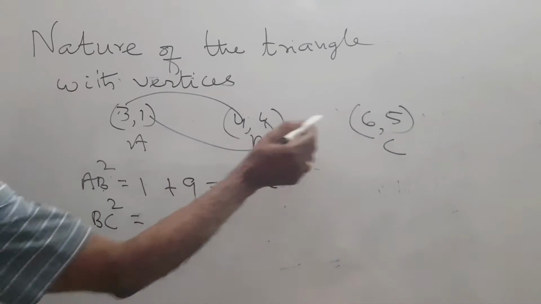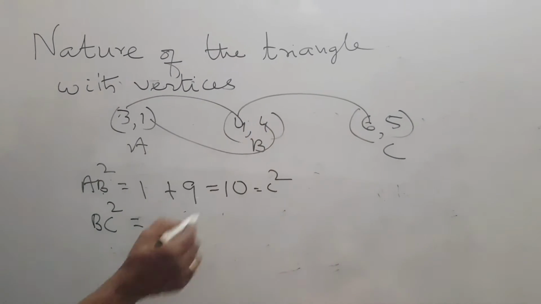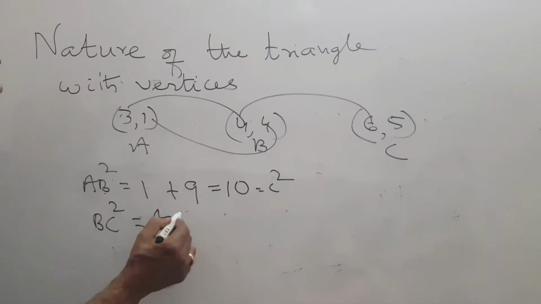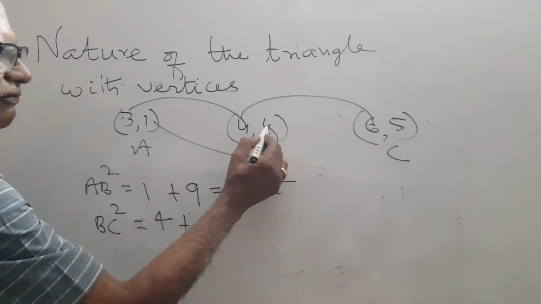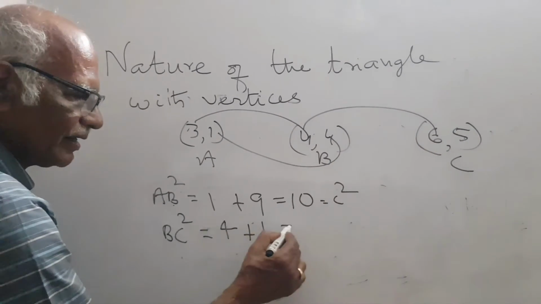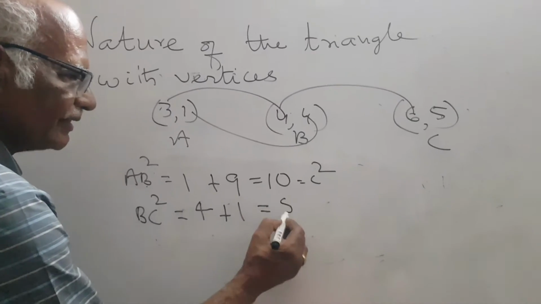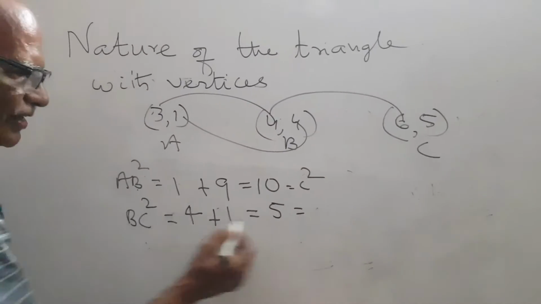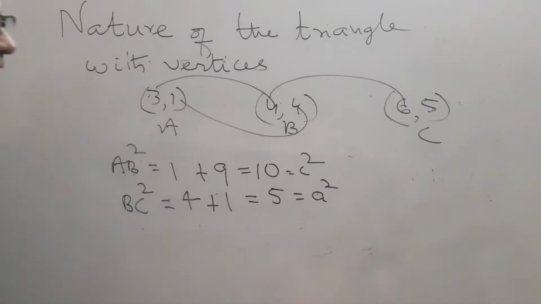BC square. 6, 4, difference is 2, square is 4. 5, 4, difference is 1, square is 1. So it is 5. And BC means a, so a squared.